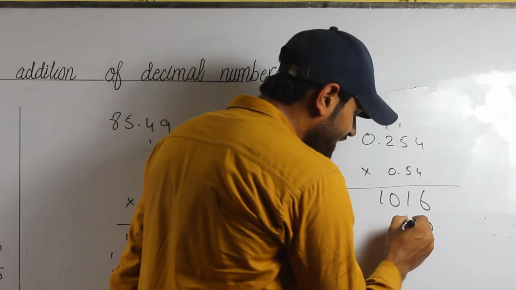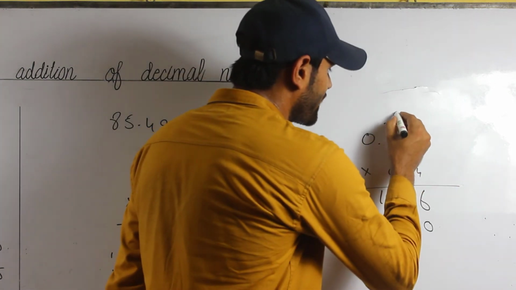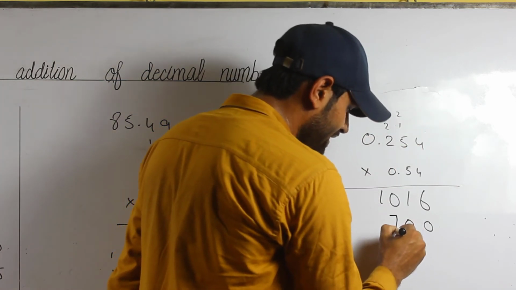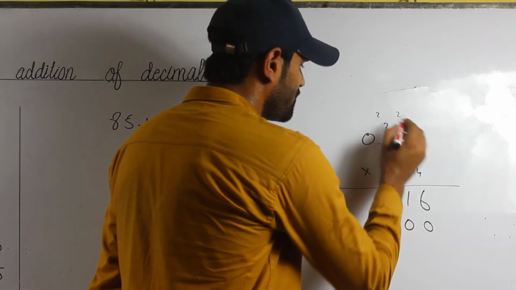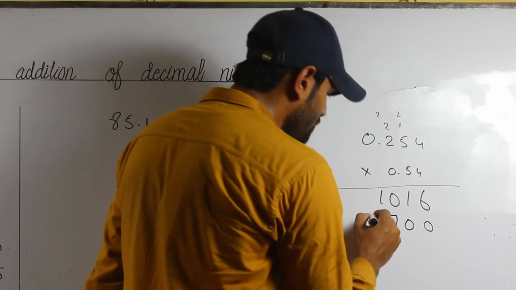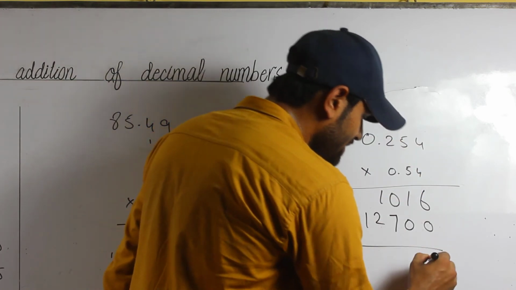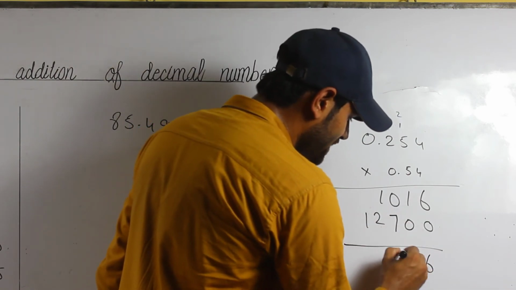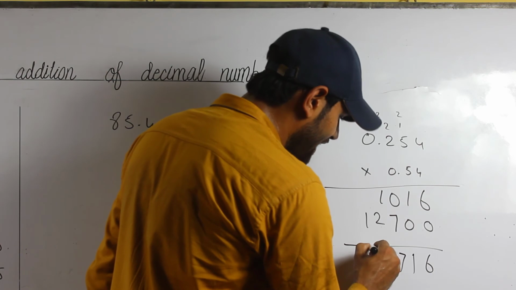5 4s are 20, use 0, carry 2, 5 5s are 25, 25 plus 2, 27. So use 7, carry again 2. 5 2s are 10, 10 plus 2, 12. So then count, perform addition: 6, 1 plus 0, 1, 7, 1 plus 2, 3 and 1.